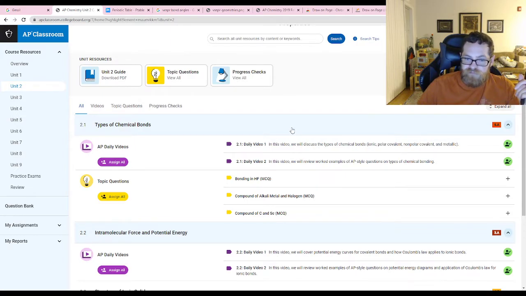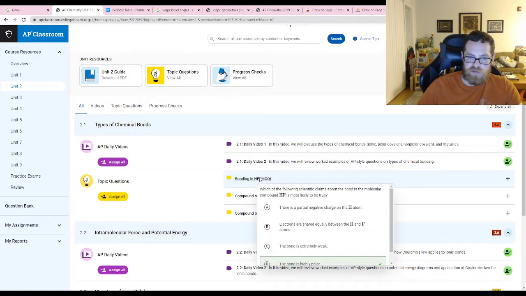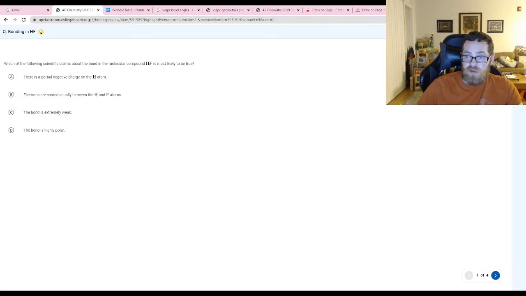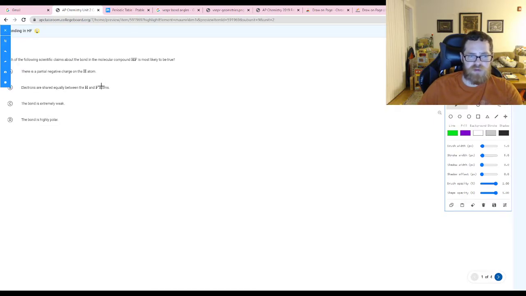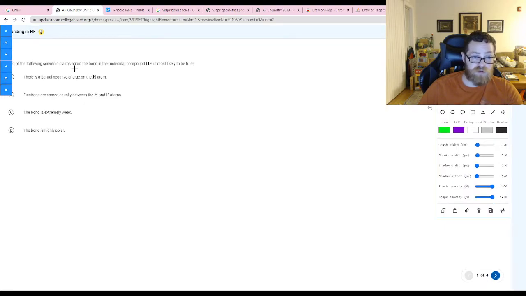Well, really, I wanted to go over some AP questions with these. So, I'm going to let myself draw on this page. We have a couple questions, and again, these aren't exactly AP questions themselves, but they're written by the people who make the AP questions. So, which of the following scientific claims about the bond in the molecular compound HF is most likely to be true? And we can look at these and we'll talk about why each of them is correct or incorrect. So let's read them all first.